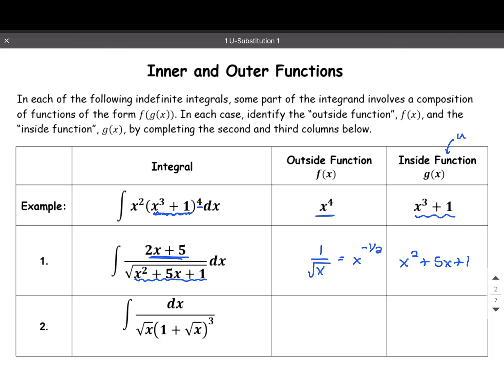We have the integral of dx over the square root of x times the quantity 1 plus the square root of x cubed. Now, once I say the quantity, that's usually an indication that we have an inside coming up. So our inside is 1 plus the square root of x. And what did we do to that? We cubed it, but it was also in the denominator. So that function is 1 over x cubed.